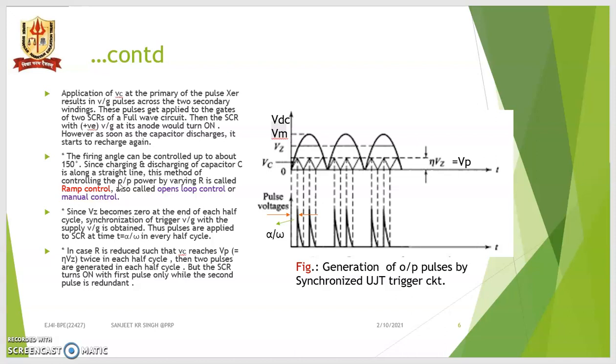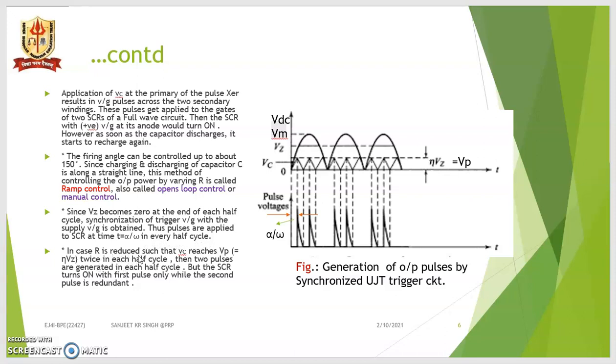This method of controlling the output by varying R is called ramp control, also called open loop control or manual control. And since the voltage across the Zener diode becomes 0 at the end of each half cycle, synchronization of the trigger voltage with the supply voltage is obtained, and thus pulses are applied to the SCR at t equal to alpha by omega in every half cycle.